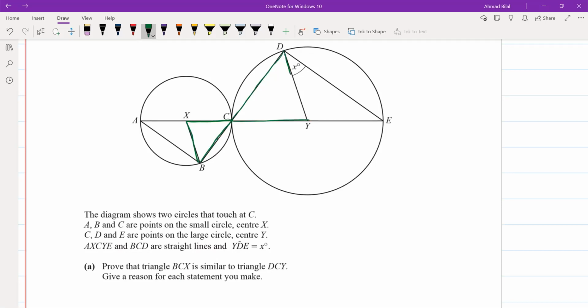सिमिलर ट्राइंगल्स में क्या होता है, एंगल्स आर ऑल इक्वल, तीनों एंगल्स जो हैं ट्राइंगल के वो इक्वल होते हैं, corresponding angles इनके similar figures में equal होते हैं. So how do we prove that all three of these angles for these two triangles are equal? अच्छा, एक तो काफी straightforward है.